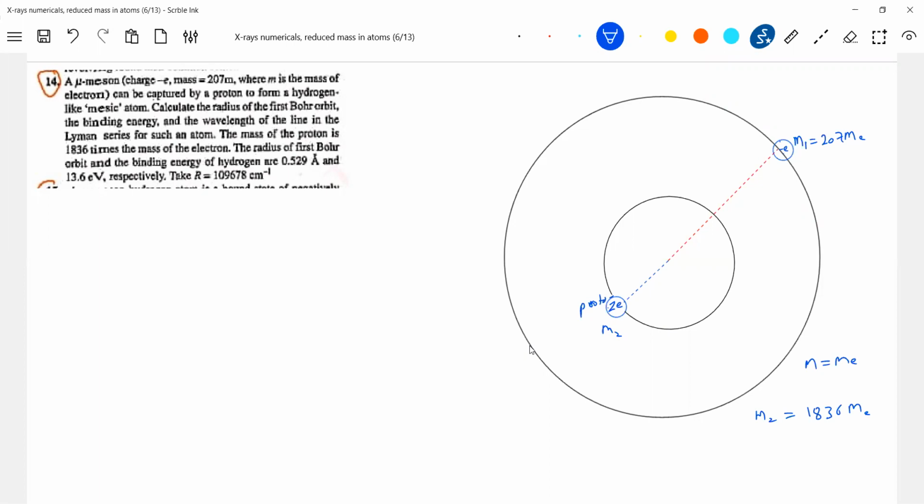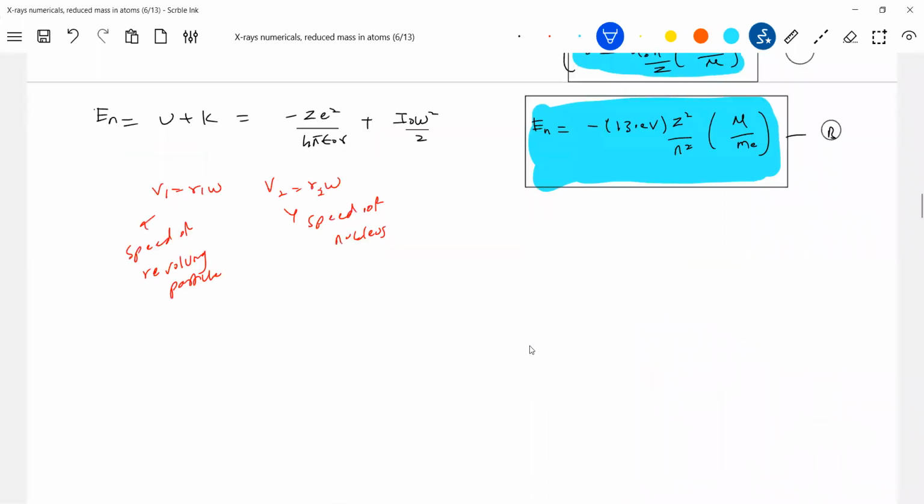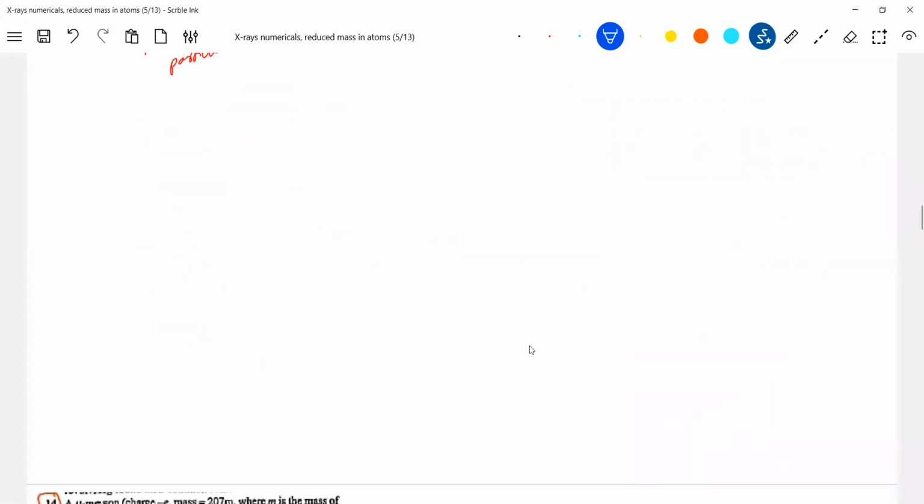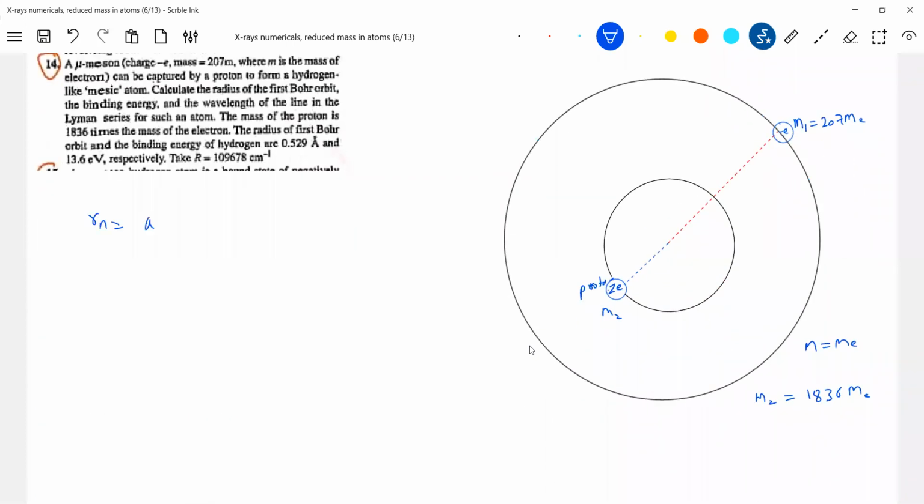Okay, now the question is asking the radius of the first Bohr orbit and the binding energy of hydrogen. The radius of the first Bohr orbit and the binding energy of hydrogen are respectively. First, calculate the radius of the first Bohr orbit. What is the 0.529 Å as given? If an electron were there, compared to that is what is asked now. I think that is the formula, no? Just now we had a formula. Expression for Rn: a naught n square by Z times m_e by mu. a naught n square by Z, m_e by mu.